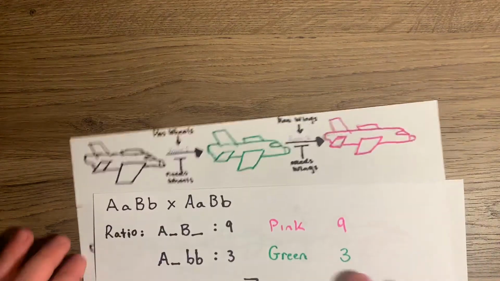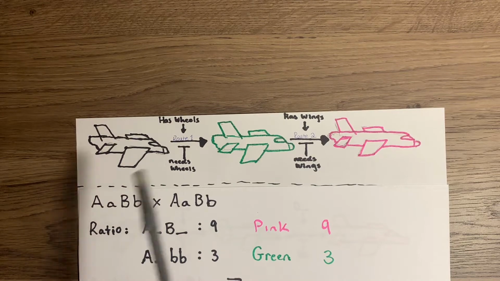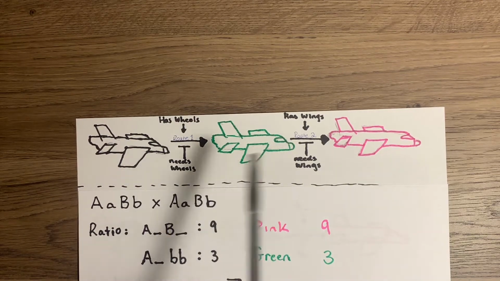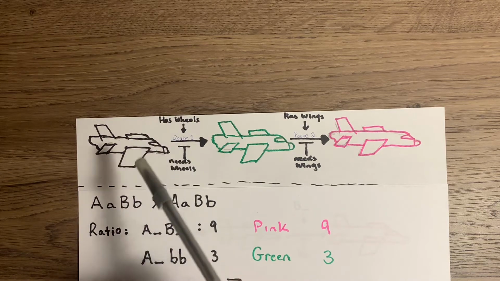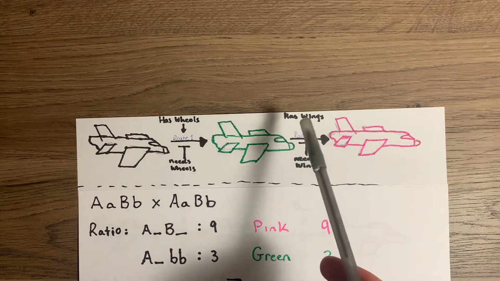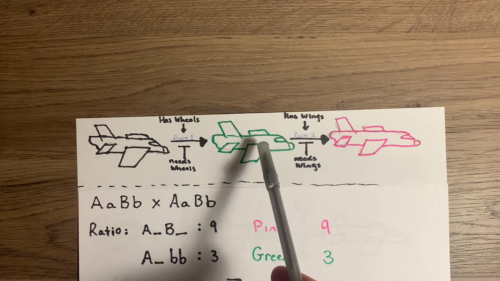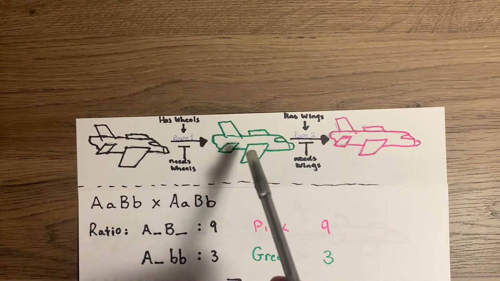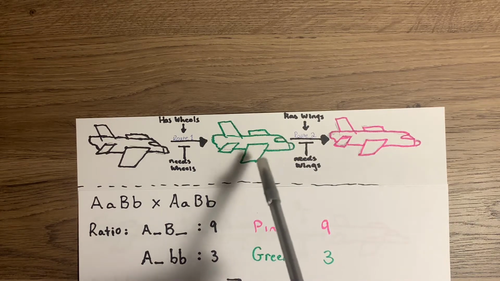So for my example, I use the process of building a plane. So in order for a plane to progress throughout its stage of building, it has to have certain factors. It has to have wheels in order to move to the second stage, and it has to get wings to move to the third stage. If it doesn't have wheels, it can't move to that second stage. Let's say it has wheels and it doesn't have wings, well, it can't progress to that third stage, so it's going to stay in that second stage.